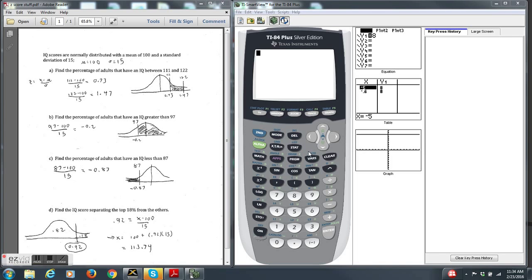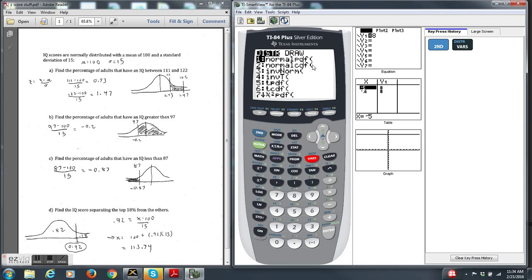And everything's under distribution here, which is right over vars. So as it's on top, I got to hit second, distribution. And I have two things in this menu that are interesting to me. One, this normal CDF, which is normal cumulative distribution function, and the inverse norm, which we'll use a little bit later. This one, normal PDF, we're never going to use in this class. So anyway, we're going to normal CDF, the cumulative distribution function, which is going to give us this area.